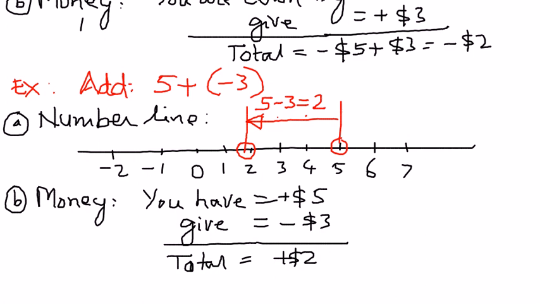Whichever method is easy for you, go for that. If you say the number line is easy, use the number line. If you say I use money on a regular basis and I can relate to how addition and subtraction work with money, you can use the money method. Whichever is easy, follow that. In my next presentation, we shall see more examples on how to add integers.